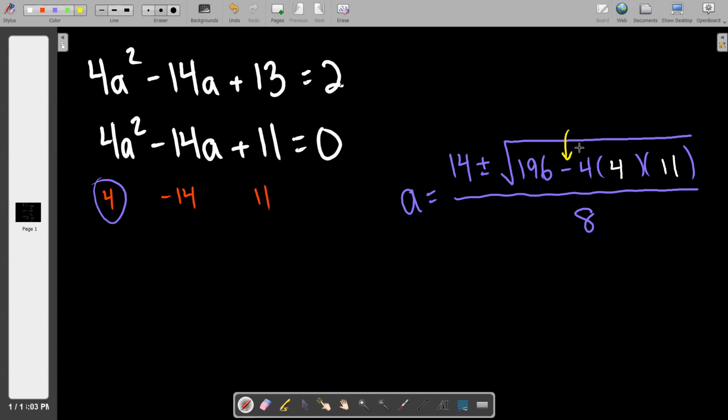He'll stay minusy, right? Because he's never going to encounter a negative. So I assume you'd want a calculator, but this winds up being 196 minus 176, because you've got to do 4 times 4 is 16 times 11. And 196 minus 176 is a nice, beautiful 20.